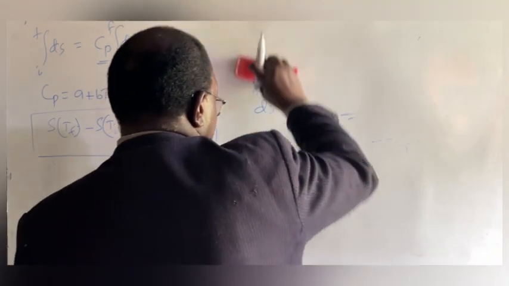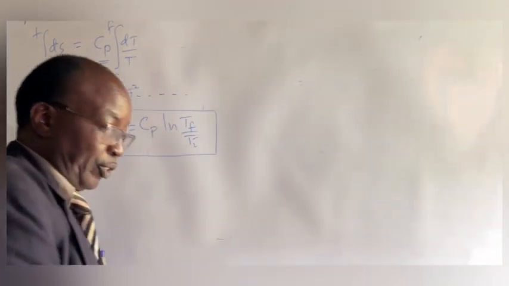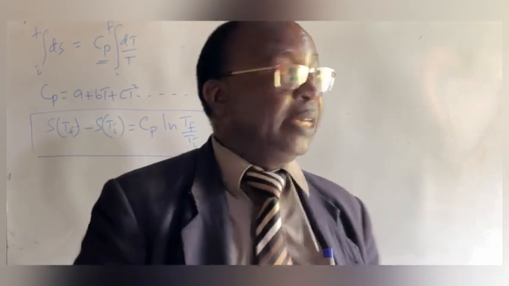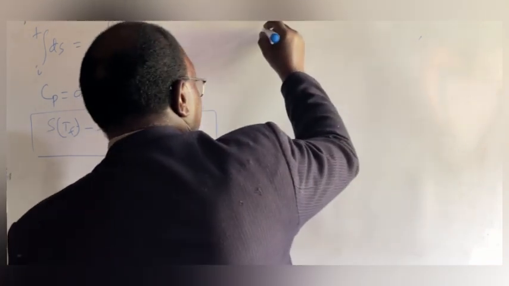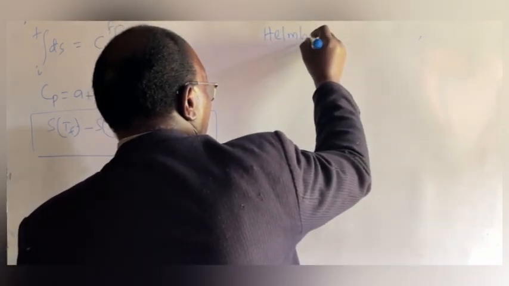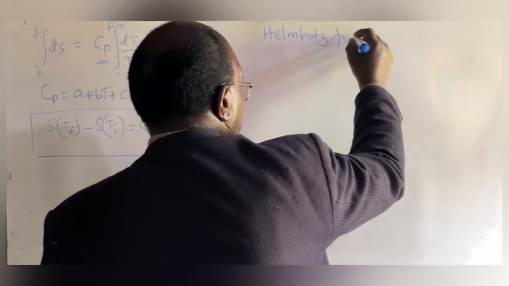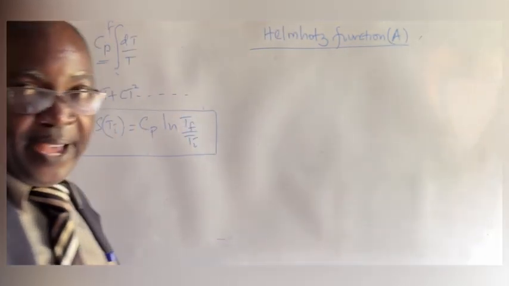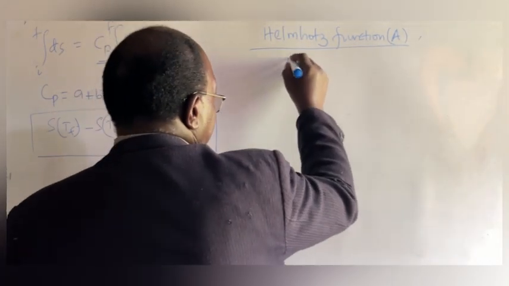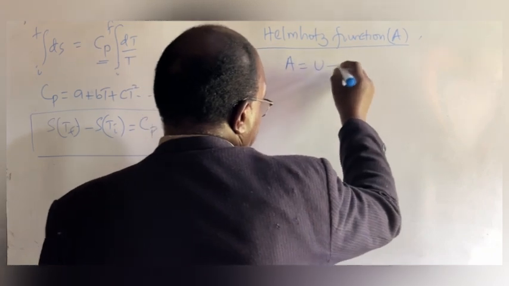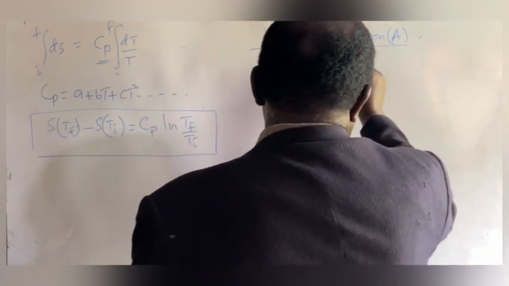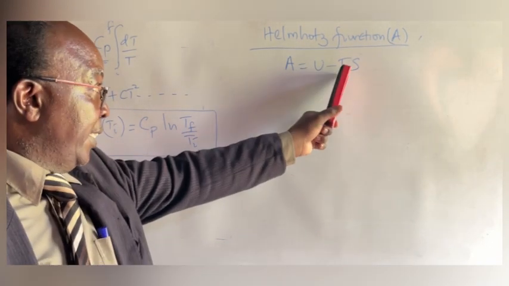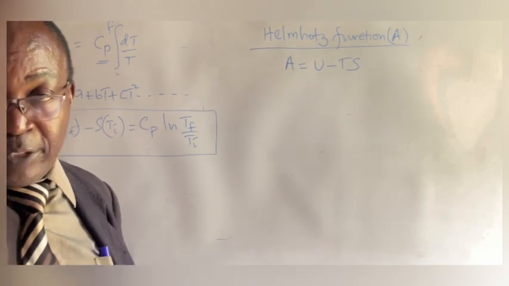Now, entropy, like we have already said, is very important. But there are other thermodynamic functions which have the entropy element in them. Let us start by looking at the Helmholtz function, and it's denoted as A. The Helmholtz function is defined as A equals U minus TS, where U is simply the internal energy, T is the temperature of the system, and S is the entropy of the system.